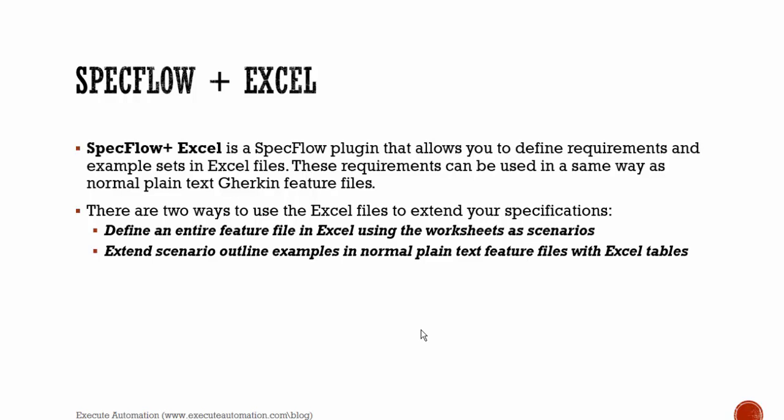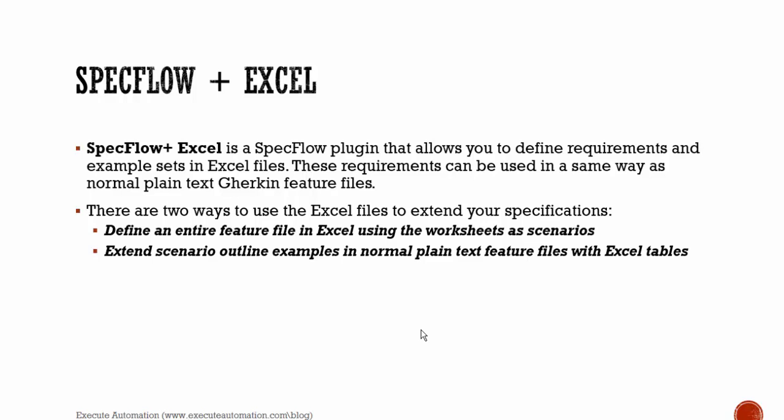It's actually proprietary, meaning you need to buy the license for that. And since I'm doing a video series and I'm just trying to help you out, I don't want to violate the licensing, so I'm just going to show you the second one, not the first one. Because the first version, the entire feature file in Excel using the worksheet as a scenario, will add a separate scenario in the existing feature file, which is going to be a cumbersome thing, which I don't want to show you. I just want to show you how we can extend the scenario outline examples, and we'll see how to retrieve the data from an Excel sheet and how to work with that.